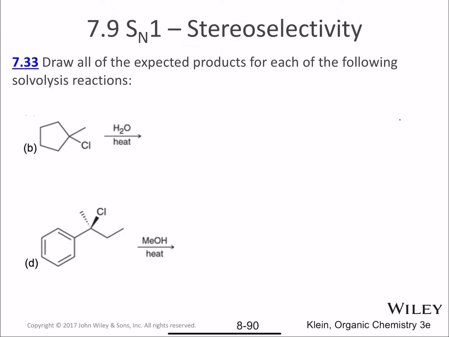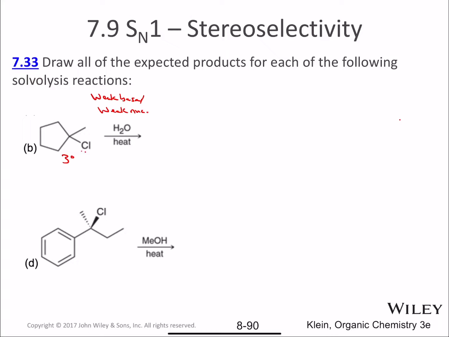Question 7.33. Draw all of the expected products for each of the following solvolysis reactions. So a solvolysis reaction, in 7.33b, we have a tertiary alkyl halide, and we have water, which is a weak base, and it's also a weak nucleophile. So this is why it's going to undergo solvolysis.